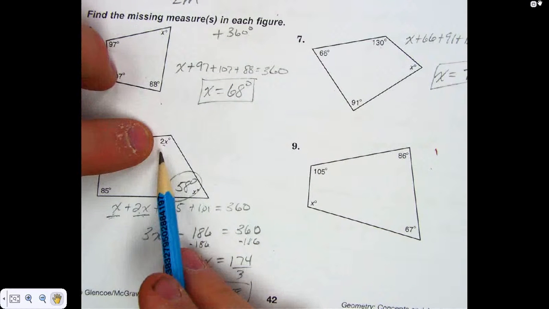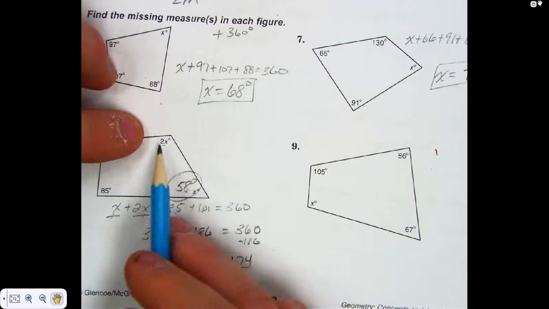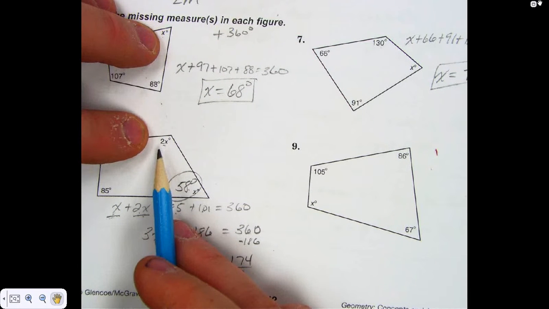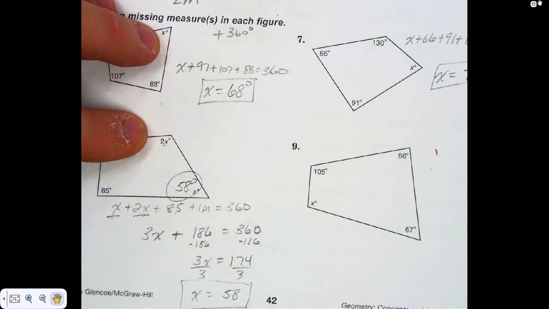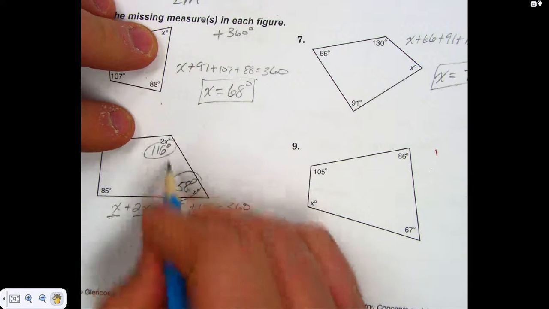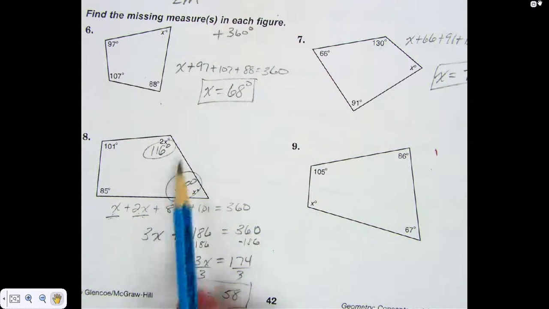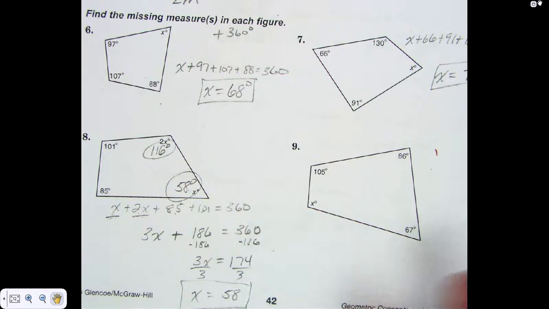Just in this case, there's two answers, isn't there? I have to find, if this is x, this one is 2 times whatever x is, right? What is 2 times x? You just plug that in. How could you check and see if you were right? Add them all up and see if you get 360, right? Not so bad, huh?